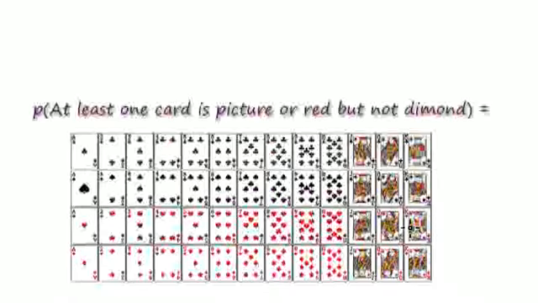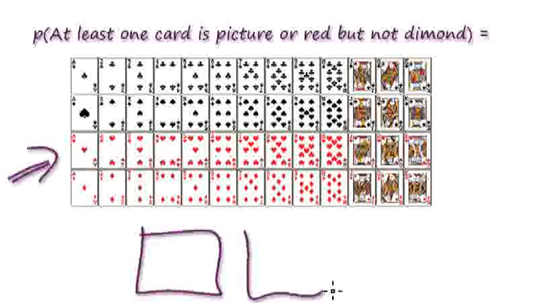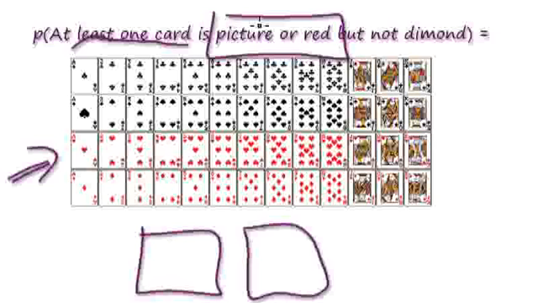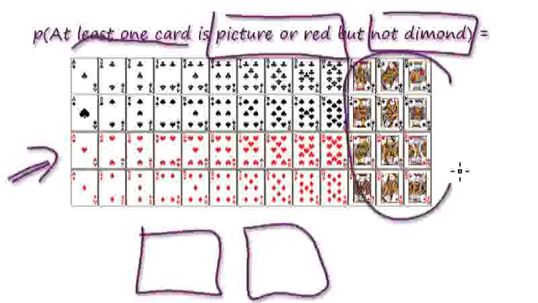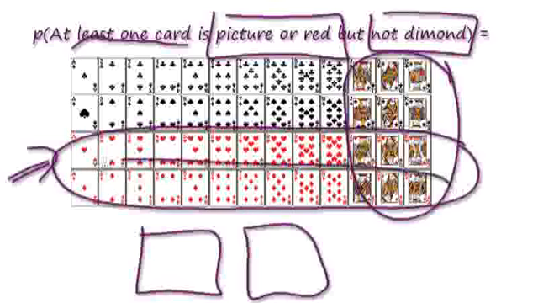Okay, try to do this Venn diagram problem here. Suppose you have a packet of cards. We're going to pick out two cards at random. What is the probability that at least one of the two cards is a picture or a red, but not a diamond? Okay, so picture cards are these here, red cards are these here, and diamonds are these here. Okay, so we're going to pick out two cards at random.